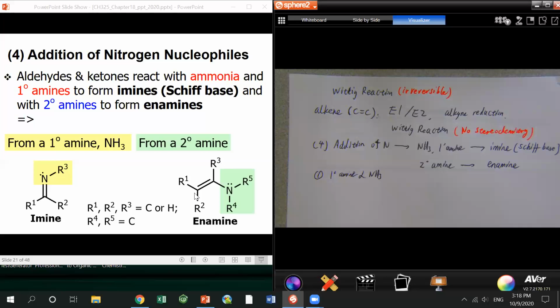So it's easy to get confused. When I was a grad student, I totally mixed up these two, so I'm trying to make it clear. So, imine and enamine.